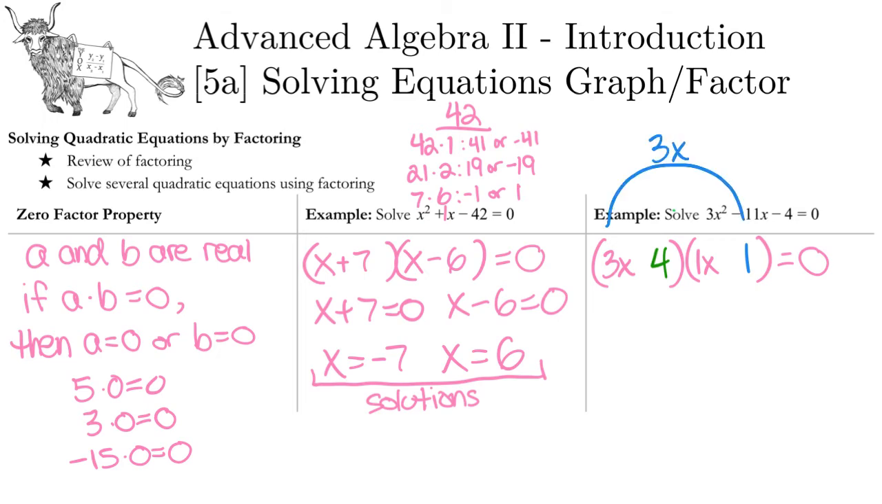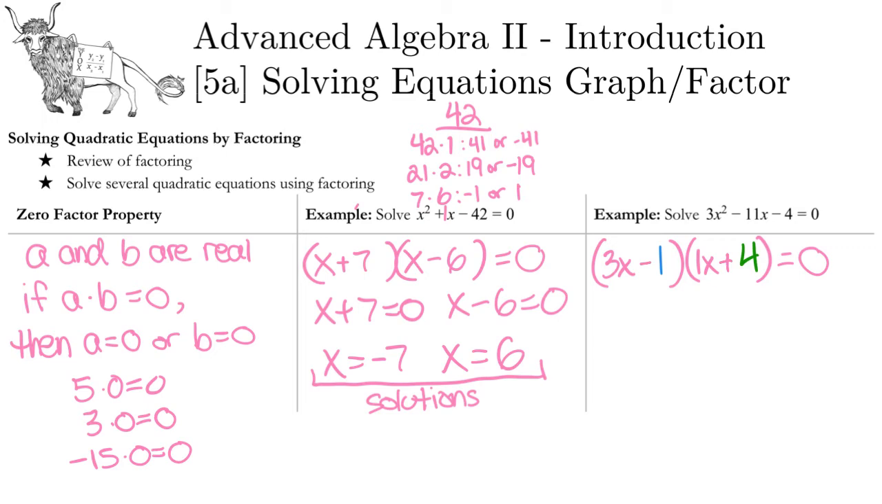So we have 3x for the outer term and we have 4x for the inner term, but we're trying to get negative 11x. So can we do that? We have a 3x and a 4x. It could be 7 or negative 1 or positive 1 or negative 7. It doesn't work. So we have to flip those numbers, put 1 in the first binomial and 4 in the second binomial. Either the 1 or the 4 has to be negative.